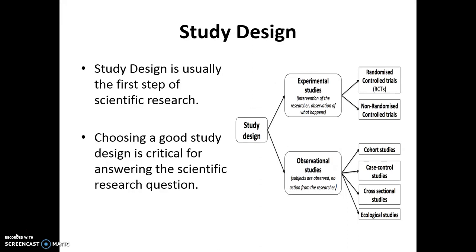And statistics is a part of the scientific methods, which really emphasizes study design. Usually study design is the first step of scientific research. And choosing a good study design is critical for answering the scientific research question. Okay, so if you have had an exposure to scientific methods, you know we start with the research questions and develop hypotheses, and then we do study design to design our study to collect data. Okay, so that's what study design is about.